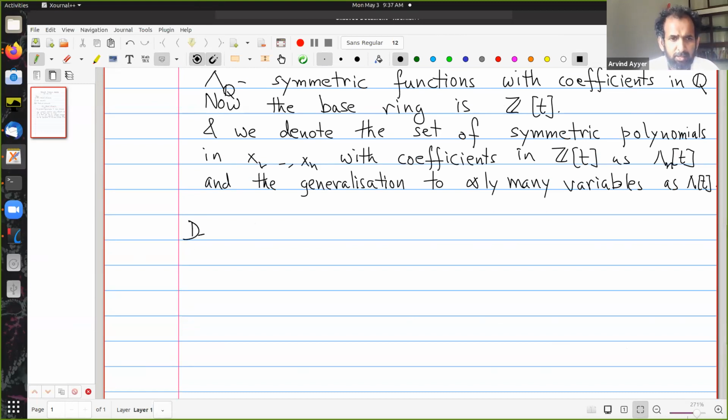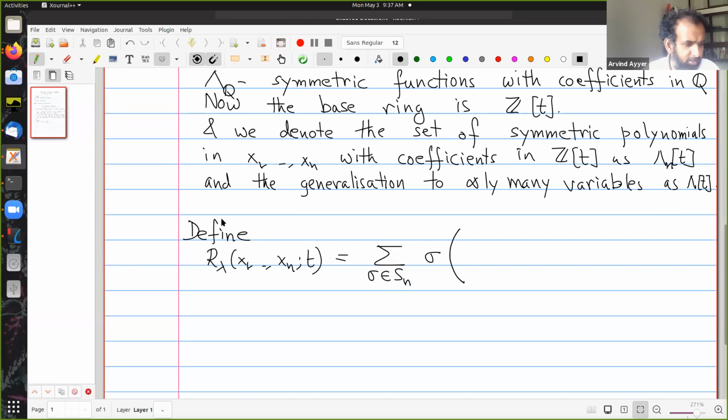So define R_lambda(x1, up to xn; t). This is going to be our notation: we have our polynomial variables first and then a semicolon followed by other parameters. So this is the sum over permutations in S_n, sigma acting on, okay, so I should have said this before.